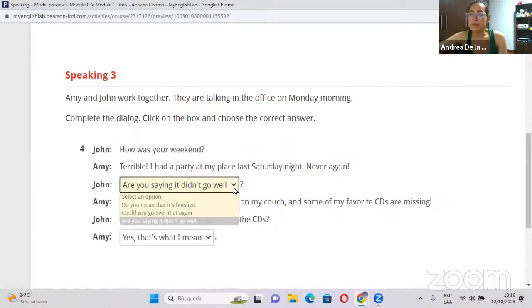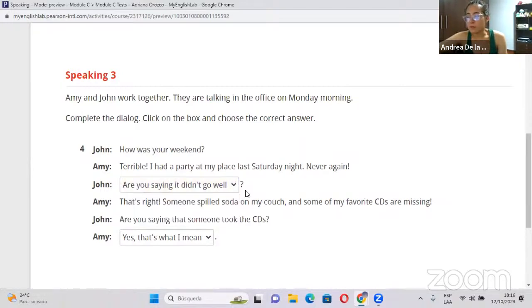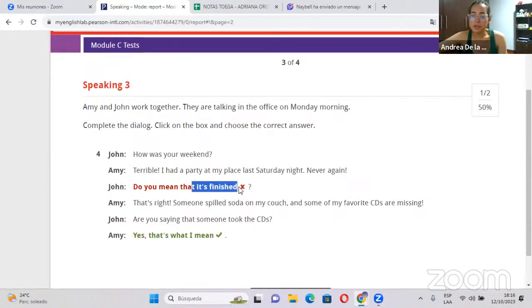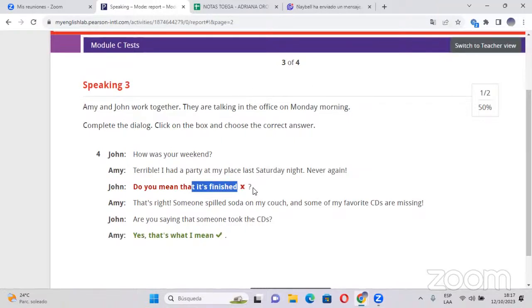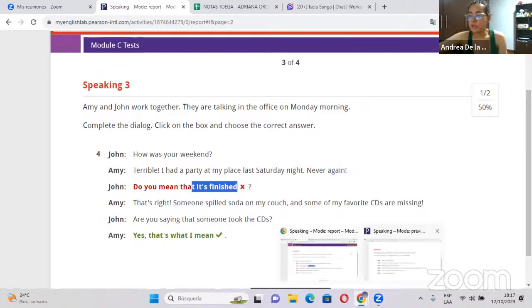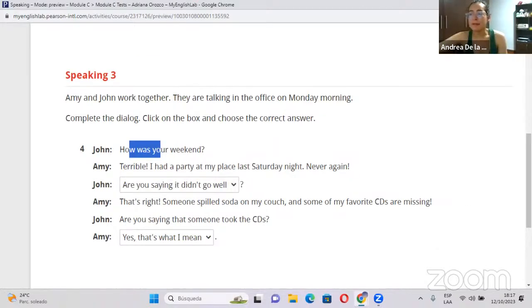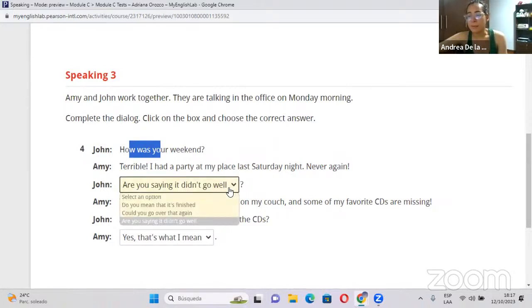So yes, in this case, they're not talking about something being finished, right? Because what would be finished? Do you mean that it's finished is referring to something being finished, but what is that something in this case? All right, so yes, they're talking about how the party went. It's basically, how was your weekend? How was the party? I had a party, but it didn't go well, right? It went badly.